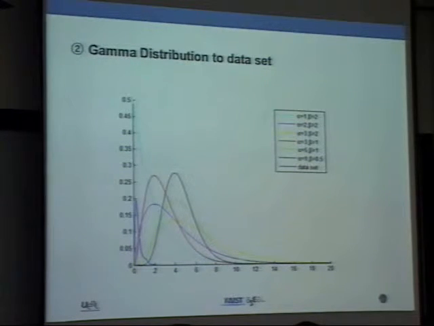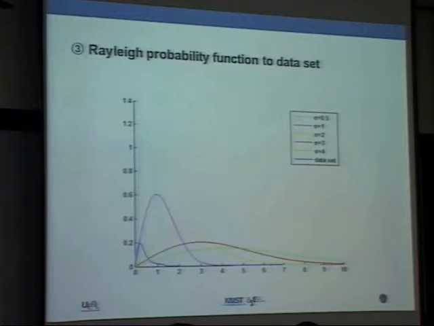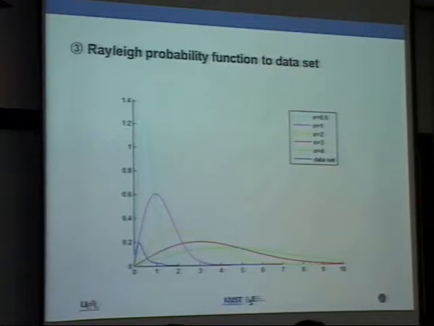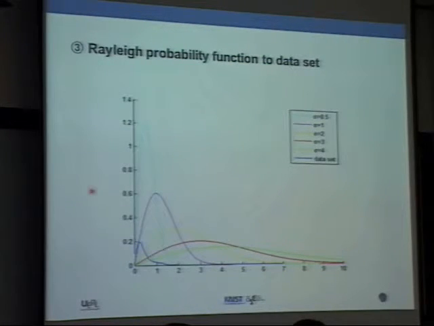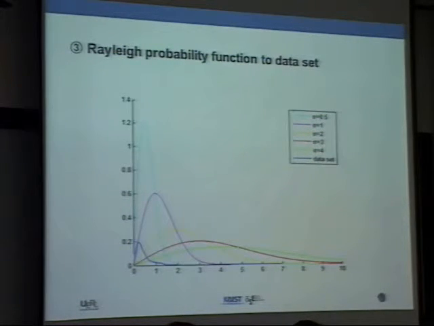Next, gamma distribution. In the graph, there are gamma distribution functions and our data set. The red one where alpha is 3 and beta is 1 is similar with our data set in terms of the shape. The next is Rayleigh probability function. In this case, the pink one where sigma is 1 is similar with our data set, blue line.